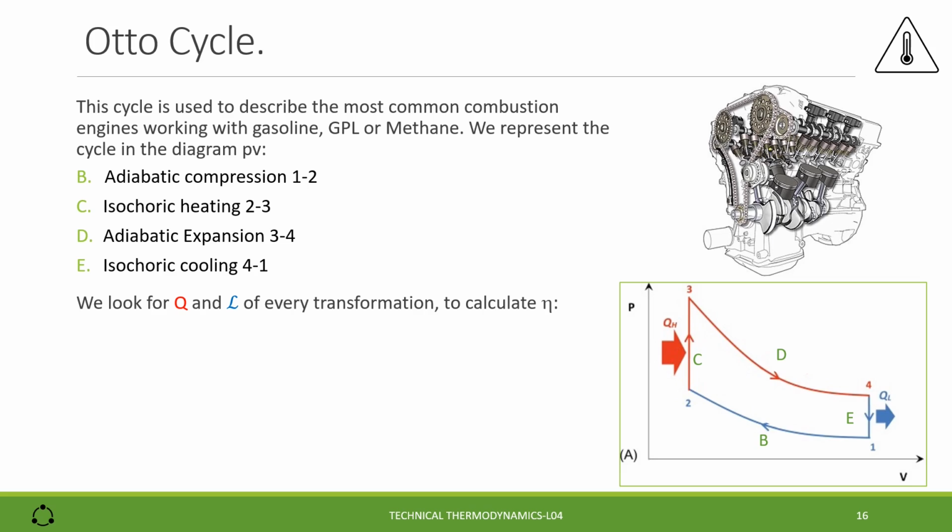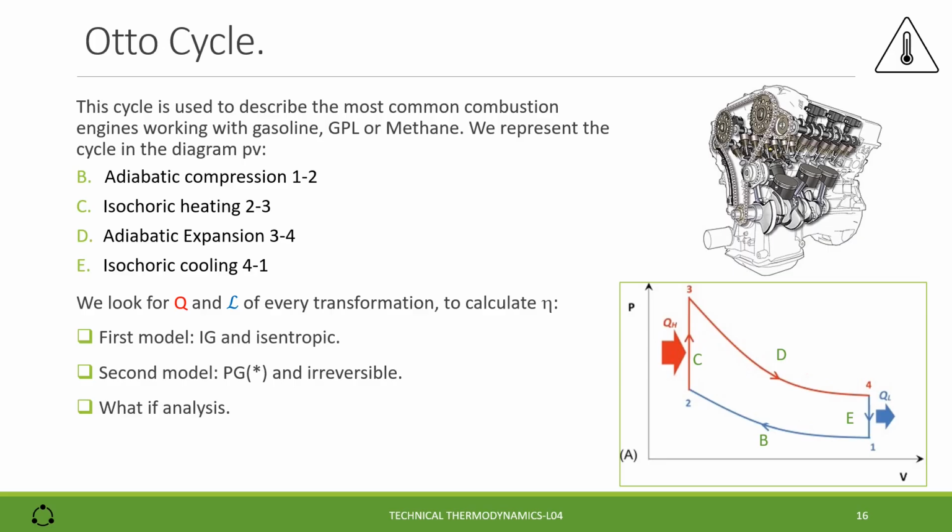We look for the heat and the work of every transformation to calculate the efficiency eta. In the first model, we adopt an ideal gas and isentropic transformations in place of the adiabatic ones, and in the second model, a perfect gas and the adiabatic transformations are considered irreversible. And finally, we do a what-if analysis to understand what changes with some parameter change.